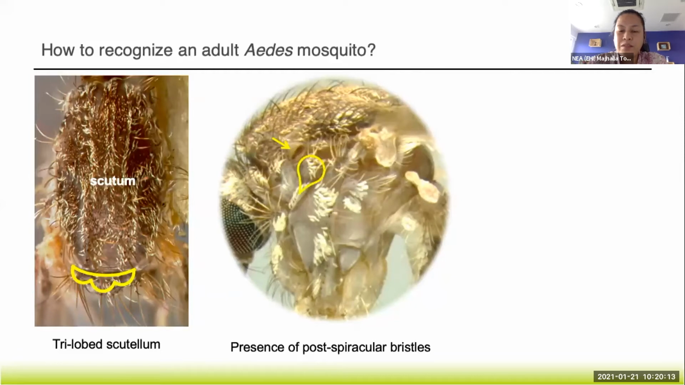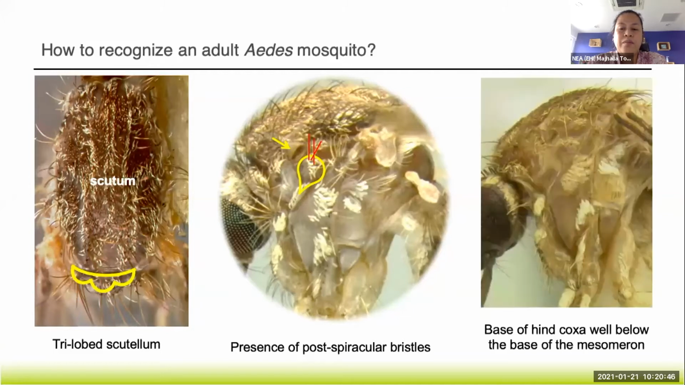Now, this teardrop shaped structure is what we call the postspiracular area. The postspiracular area actually has hairs coming from it. So those three red lines are showing you the bristles on the postspiracular area. The white scales below it are not considered because they are scales and not hairs. So bristles are supposed to be hairs.